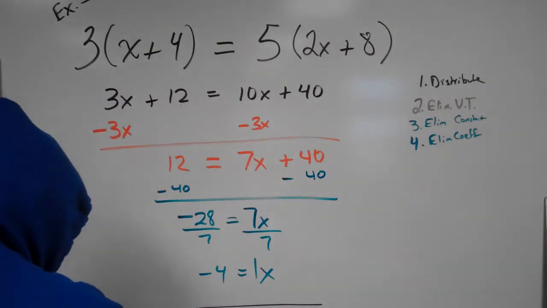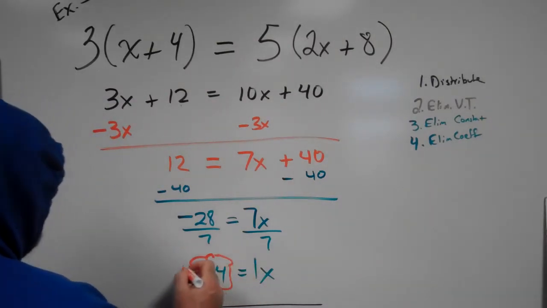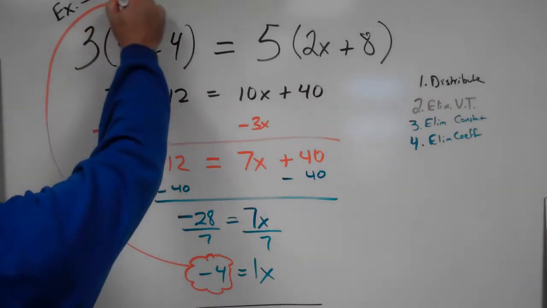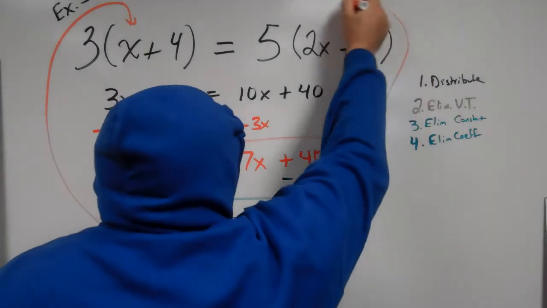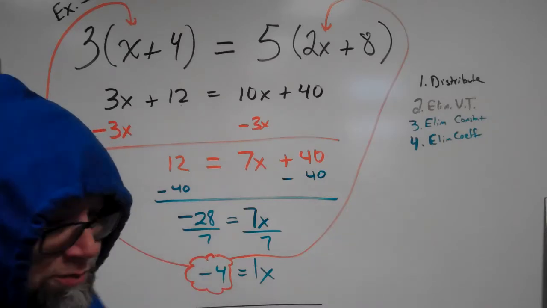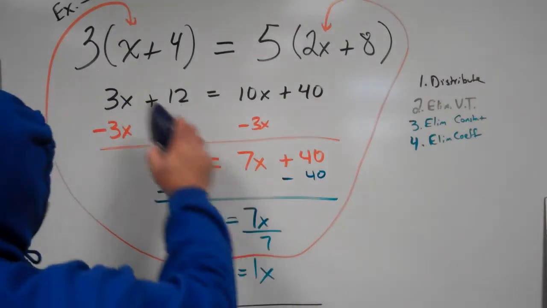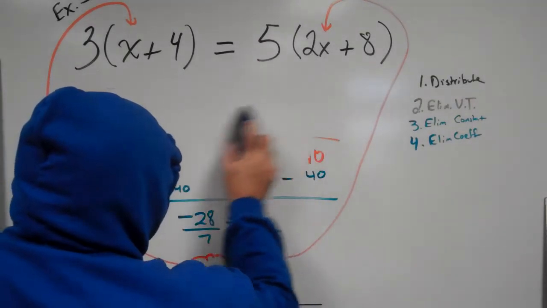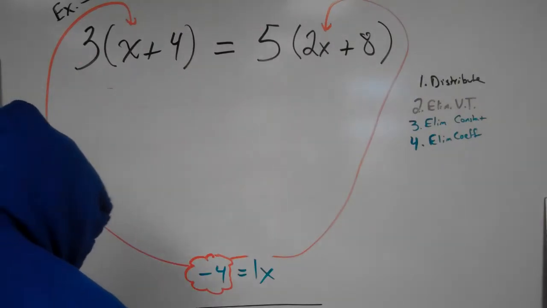What I'm going to do is take my negative 4, bring it right back up here and put it in for x. And I'm going to go right back up here and put it in for x. Where's my eraser? And then I'm going to check it. So just next to this or below it is where your check is going to go.